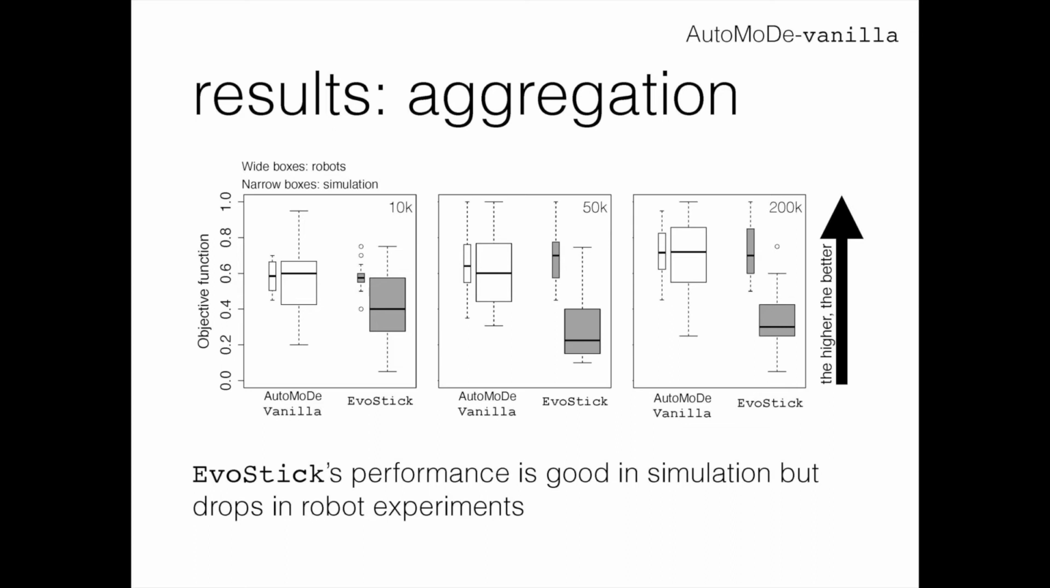What you see is that the performance in simulation of EvoStick is quite good, and it's slightly increasing with the design budget. But then on the real robots, we have quite a noticeable drop in performance. On the other hand, the results of Vanilla remain similar in simulation and in reality. And all in all, the box plot of the results obtained by Vanilla on the real robots is always above the one of EvoStick, which shows that Vanilla obtains better results. Out of this first experiment, we can see that EvoStick indeed suffers of a noticeable drop in performance when moving to reality, and Vanilla does not.